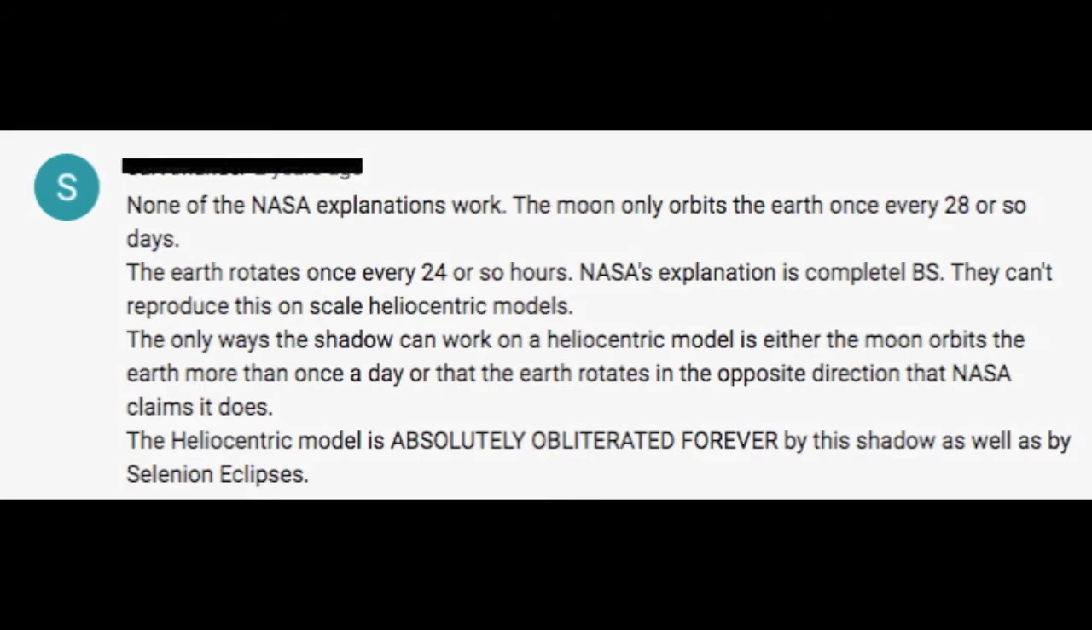Actually, distance traveled and speed have everything to do with this, and I'll get to that. But finally, NASA's explanation is complete BS. They can't reproduce this on scale heliocentric models. As a former NASA employee, challenge accepted. And that was just one video. There's a lot of people who are too quick to dismiss something simply because they don't understand it. There's a lot of things in motion with these eclipses, and they can be kind of tricky to wrap your head around and explain. But hopefully by the end of this, it'll all make sense.